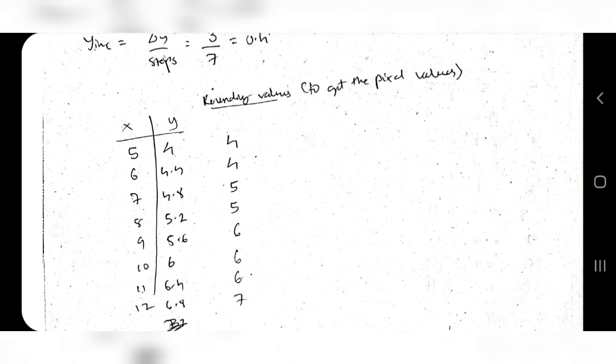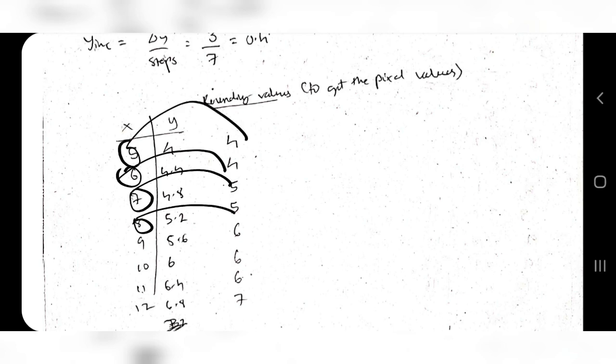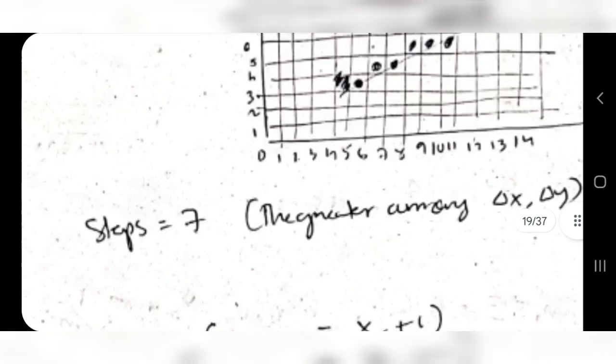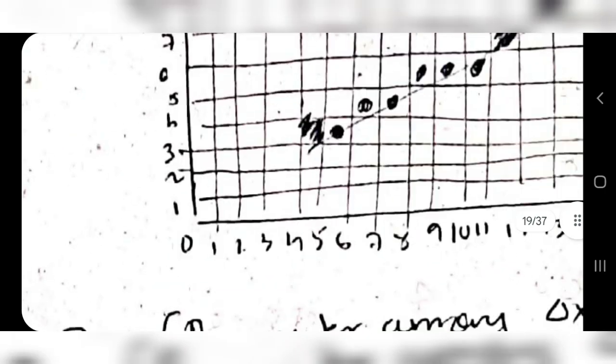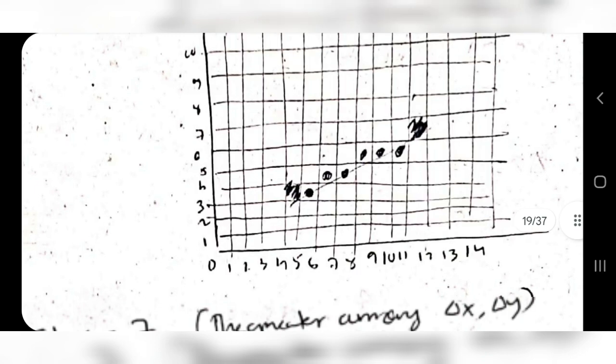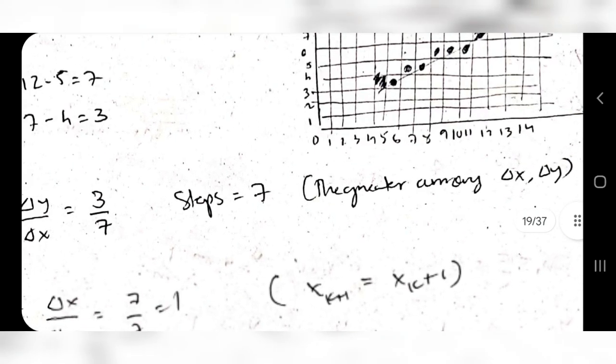For that, 4 is written as 4 itself, 4.4 is estimated to 4, 4.8 as 5, 5.2 as 5, and so on. So we get these points: 5, 4, 6, 4, 7, 5, 8, 5, and so on. Those points are displayed on the screen here. In that way it will reach 12, 7.